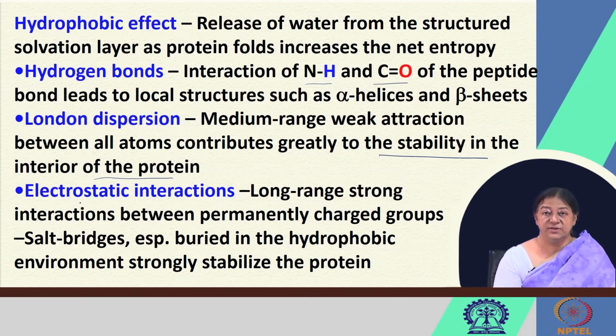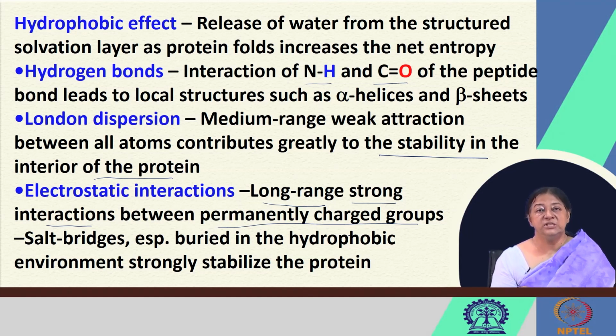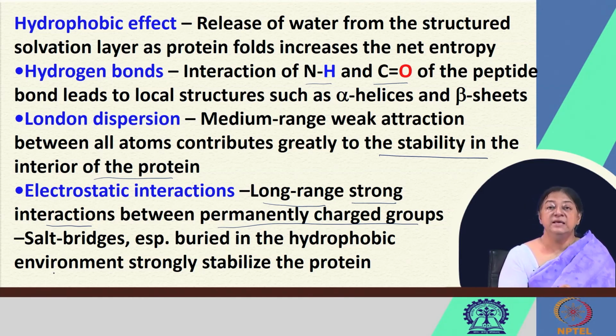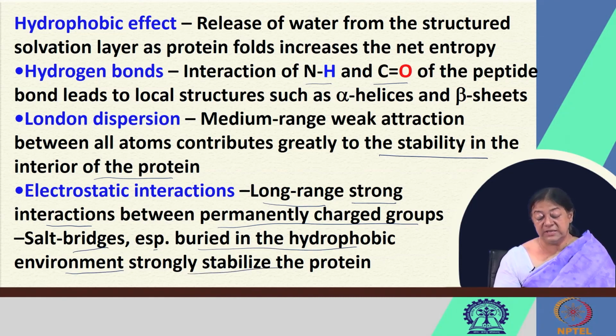We have the electrostatic interactions. Now, the electrostatic interactions are these long range strong interactions between permanently charged groups. So, which are these permanently charged groups? These are the ones that have the positive charge or the negative charge. So, we have the basic amino acid side chains, we have the acidic amino acid side chains, and the interactions between these are strong interactions, and these ion pairs that are formed, the salt bridges, especially buried in the hydrophobic environment, strongly stabilize the protein.